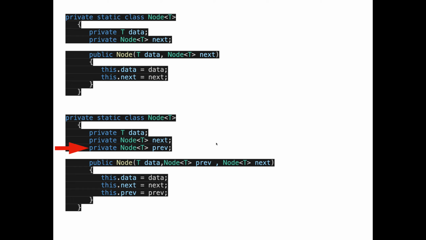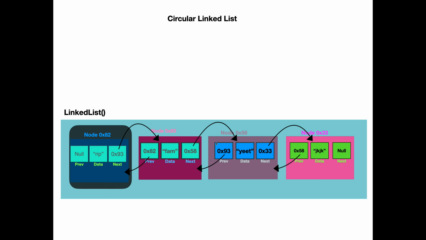So you notice here we have the new instance variable, and then here we have three arguments within the constructor. And then here we have our prev instantiation. Now, what about a circular linked list?